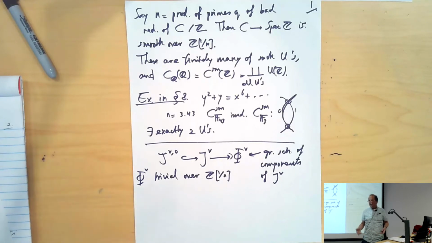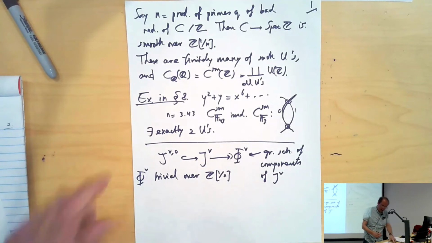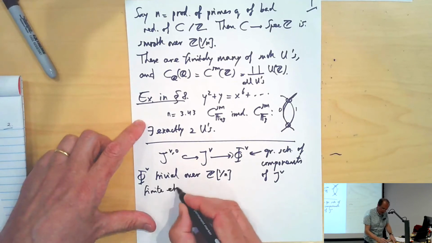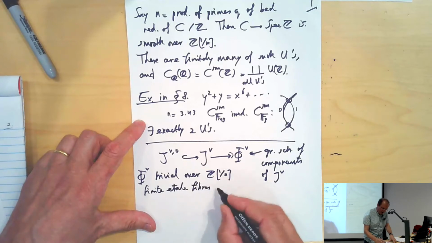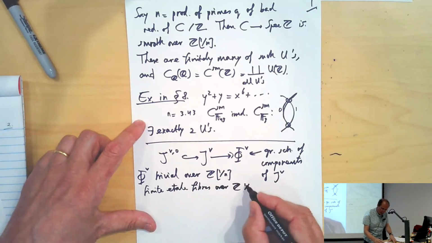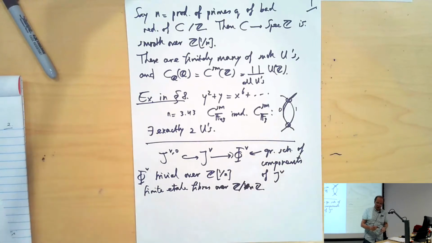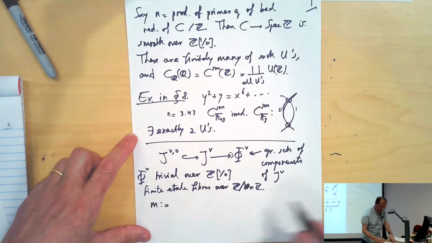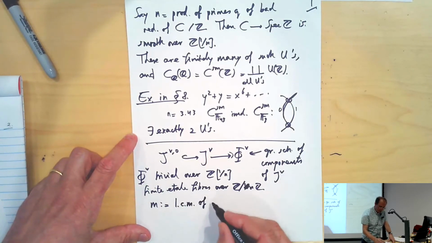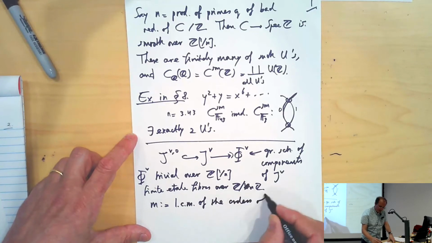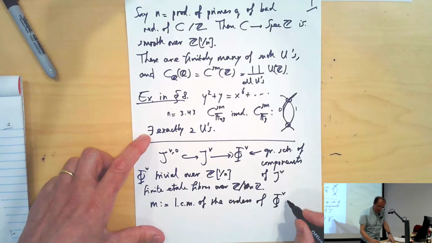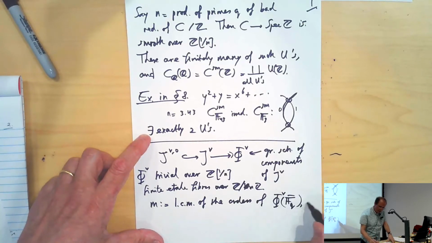So your Jacobian itself is already the best possible that you can have. So there, this group scheme is trivial, but it has finite étale fibers over Z mod nZ, right? So at all the primes dividing n, I get a finite étale group scheme. And m will be the LCM, least common multiple, of the orders of, say, phi dual of F_q bar for q dividing n.